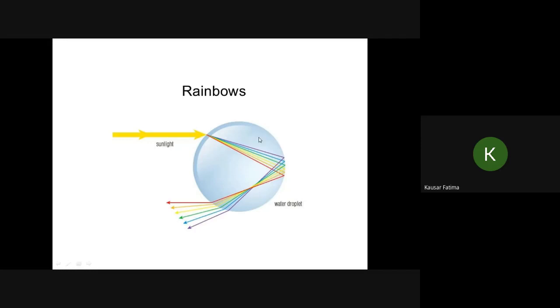Here, this is a detailed diagram of this rainbow. White light is striking a water droplet. Here it disperses into seven colors. You can see again here, the red deviates the least, and violet deviates the most.